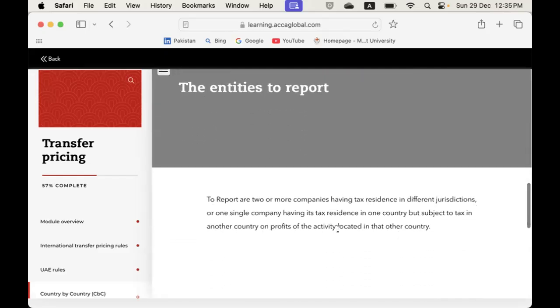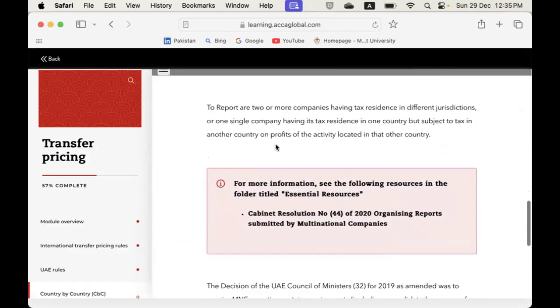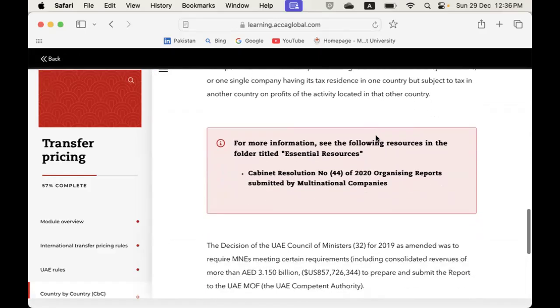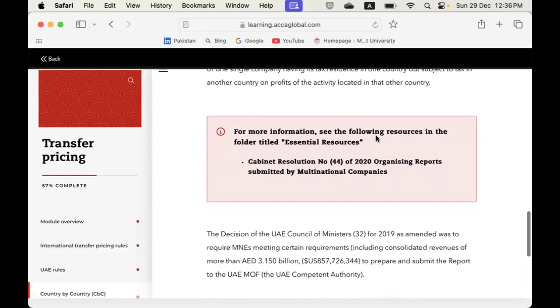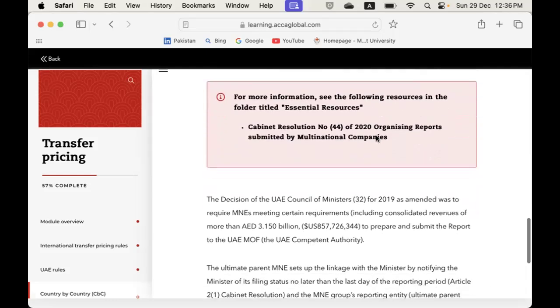So that should be in knowledge. So the entities to report, the report, when they say report, they mean CBCR. Are two or more companies having tax residence in different jurisdictions, or one single company having its tax residence in one country but subject to tax in another country on profits of the activity located in that other country. So yes, foreign source income. Multinational enterprises we're talking about. CBCR is filed by multinational enterprises.